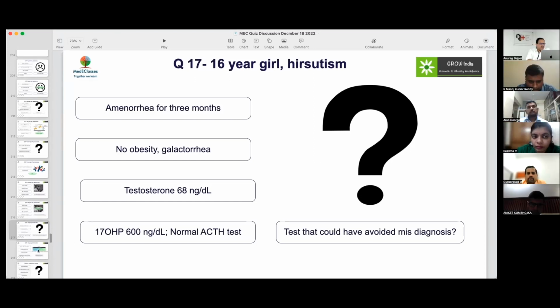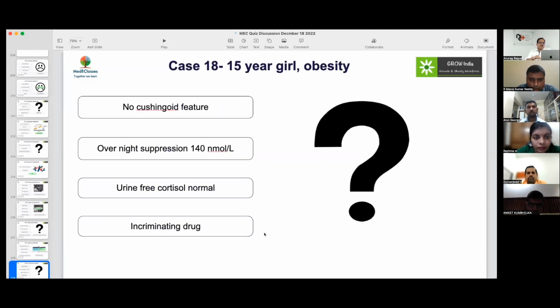Guru Prasad. And your question would basically be a 15-year-old girl with obesity. There are no clinical features of Cushing syndrome. Somebody did an overnight suppression test, which was found to be non-suppressed. So you had diagnosed Cushing syndrome. Urine-free cortisol was normal because you doubted it to be Cushing syndrome. Which drug that the child could have been taking could have caused this clinical picture? So which drug would have caused a falsely positive ONDST while UFC is negative?